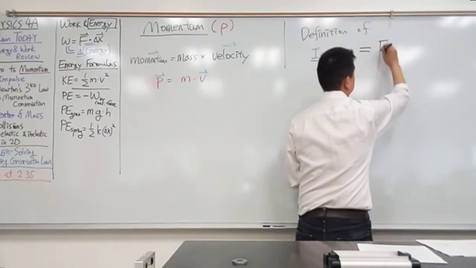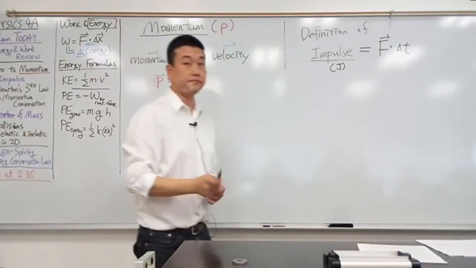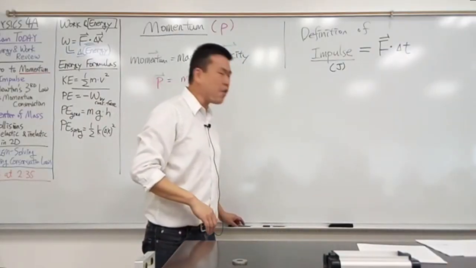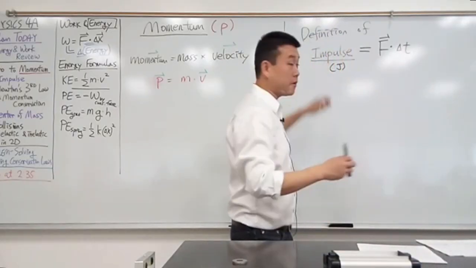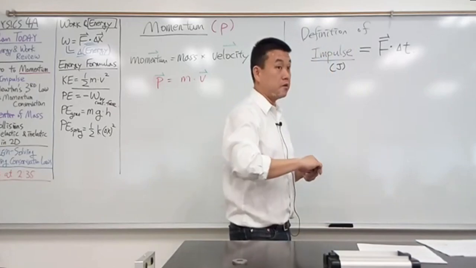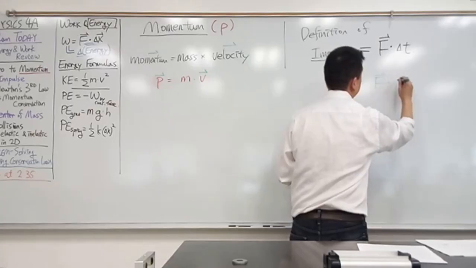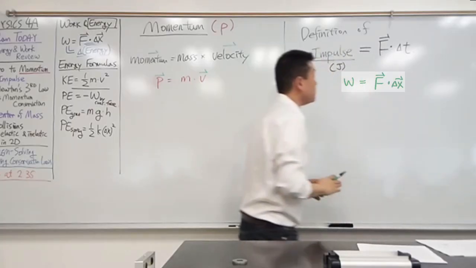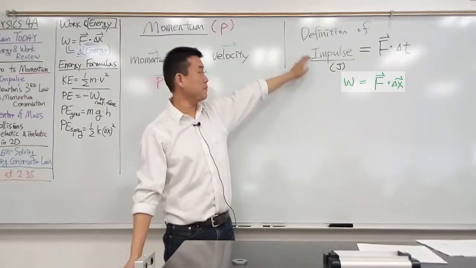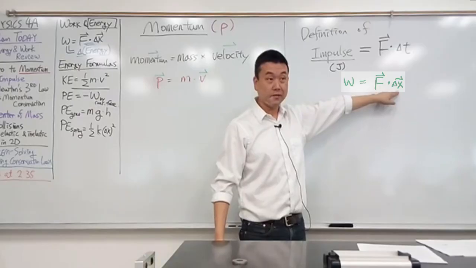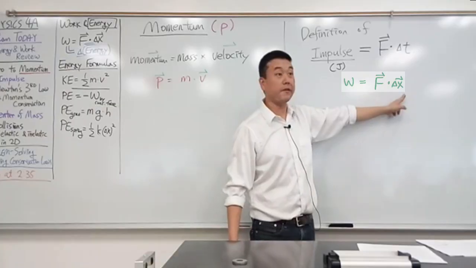It's a force times duration of time. You have seen a similar definition before. I want you to compare this definition of impulse to the work that we defined before. Work was defined as force times displacement. Impulse is different in an obvious way: here I had change in position, now I have change in time. That's a rather obvious difference.